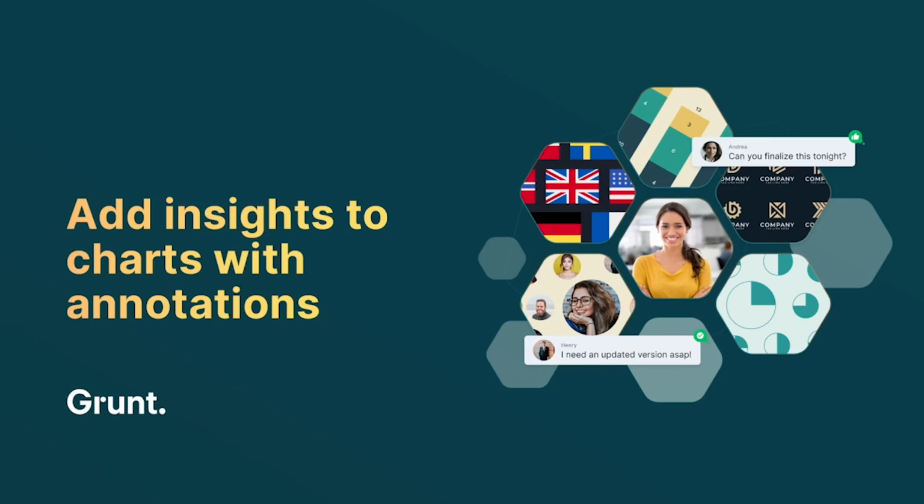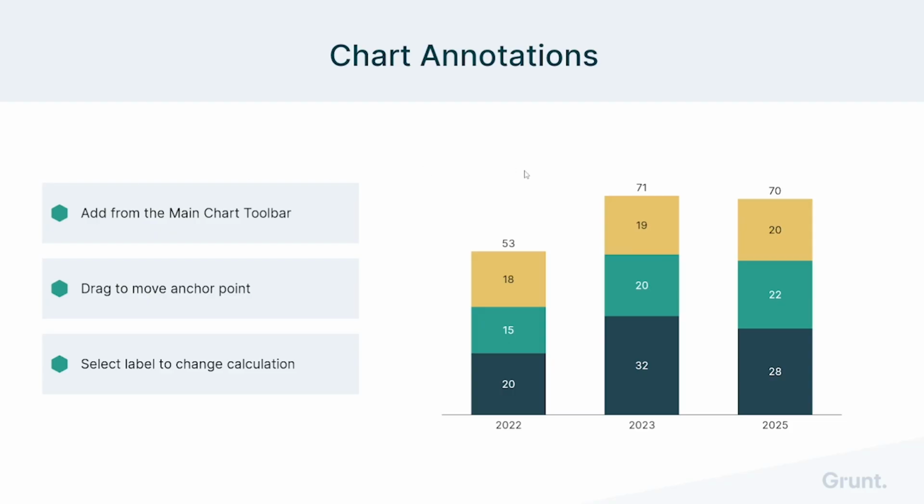In this video, we'll cover adding insights to charts with annotations. Annotations can help make your charts more descriptive and help highlight to viewers where to really focus on. To add a chart annotation, just click on the chart and navigate to the main chart toolbar.